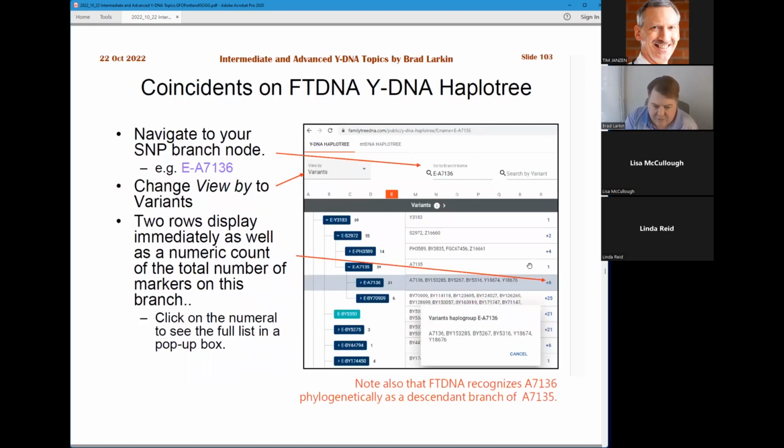Here's how it looks on the FTDNA Y public tree. You navigate to your branch node, in this case, A7137, and change the view to variant. These rows will display the +6 as a numeric count, but then these other markers here, like A7136, BY153285, those are coincident to A7136. So where you find one, you'll find another as long as the tree is correct. If you find two people who don't have them coincident, that means we need to add a branch to the tree. So that's not a bad thing, that's a good thing.